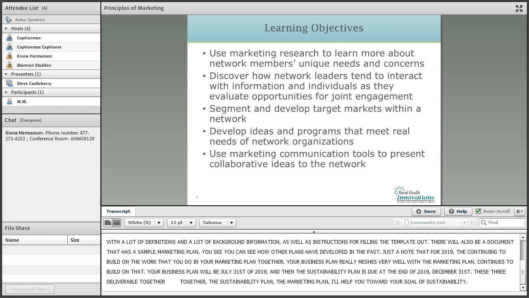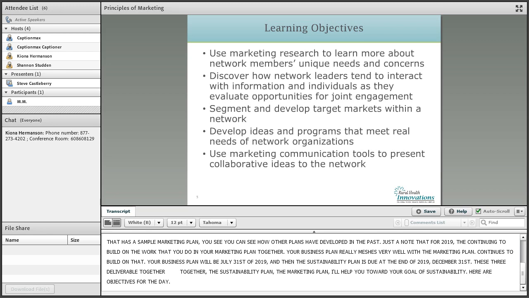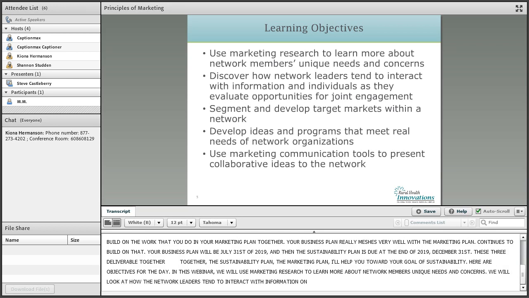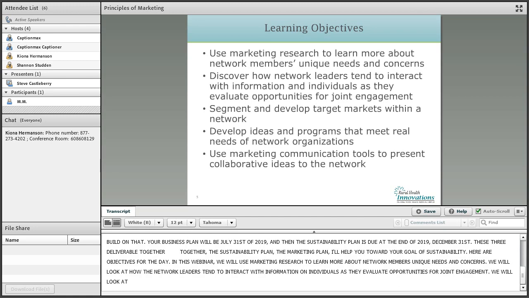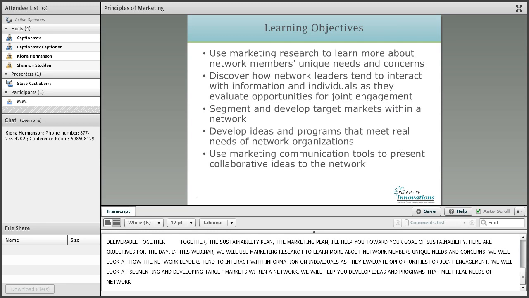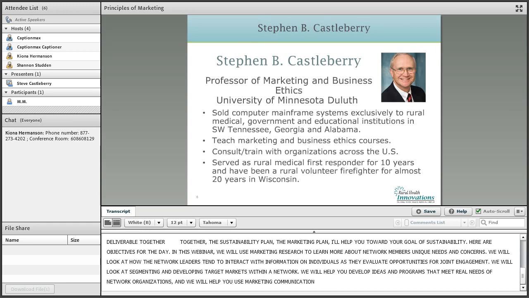Here are our objectives for the day. In this webinar, we'll help you use marketing research to learn more about network members' unique needs and concerns. We'll look at how network leaders tend to interact with information and individuals as they evaluate opportunities for joint engagement. We'll look at segmenting and developing target markets within a network. We'll help you develop ideas and programs that meet real needs of network organizations. And we'll help you think about using marketing communication tools to present collaborative ideas to the network.